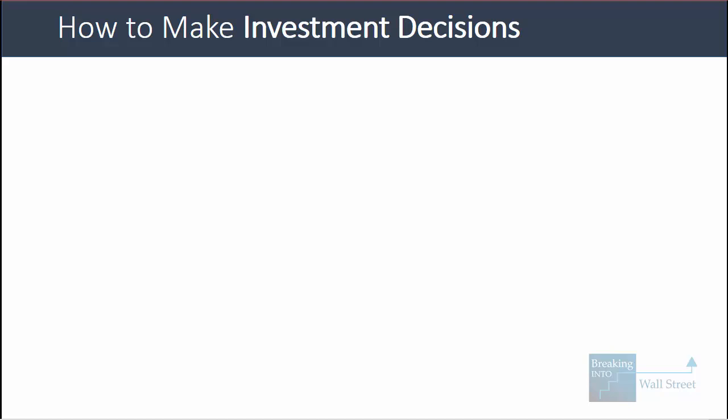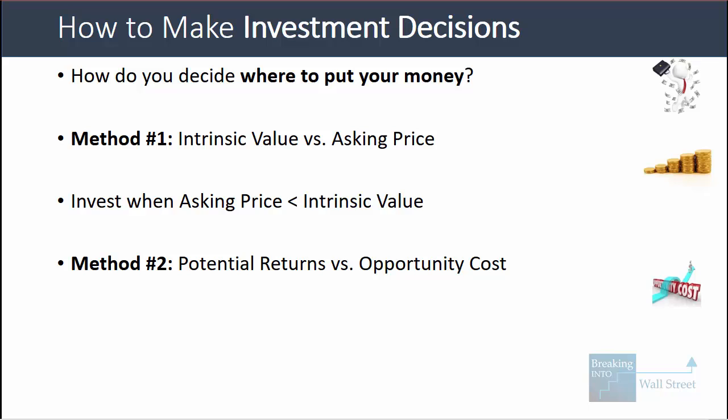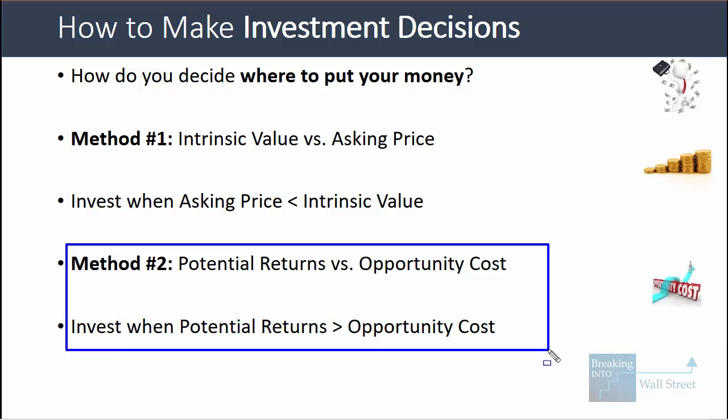In terms of making investment decisions, we learned last time around how you can compare an asset or company's intrinsic value to its asking price, and you invest if the asking price is less than the intrinsic value, which you normally calculate by taking the present value of cash flows discounted at the appropriate discount rate, which represents your opportunity cost. The second method is to compare the potential returns from an investment to the opportunity cost, and you invest when the potential returns exceed the opportunity cost. And we are going to be focused on method number 2 in this lesson.